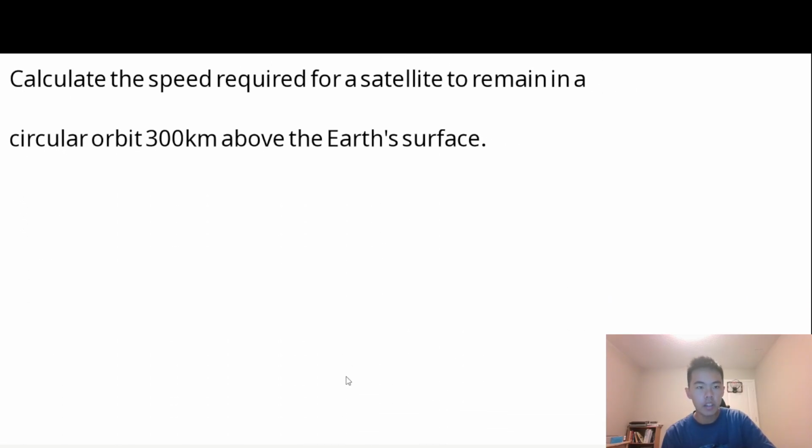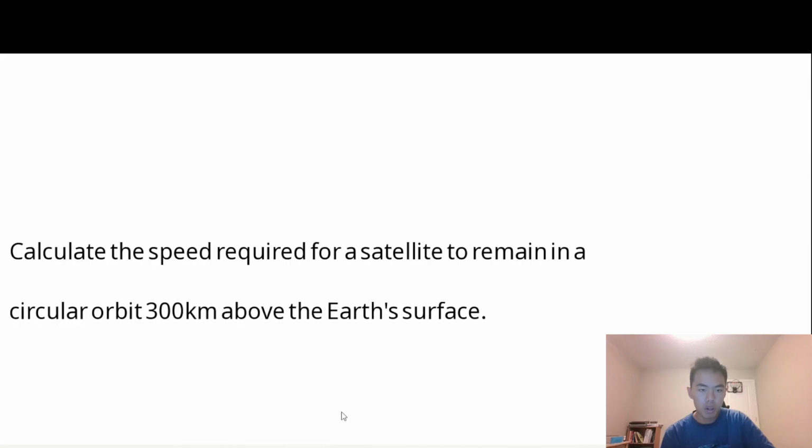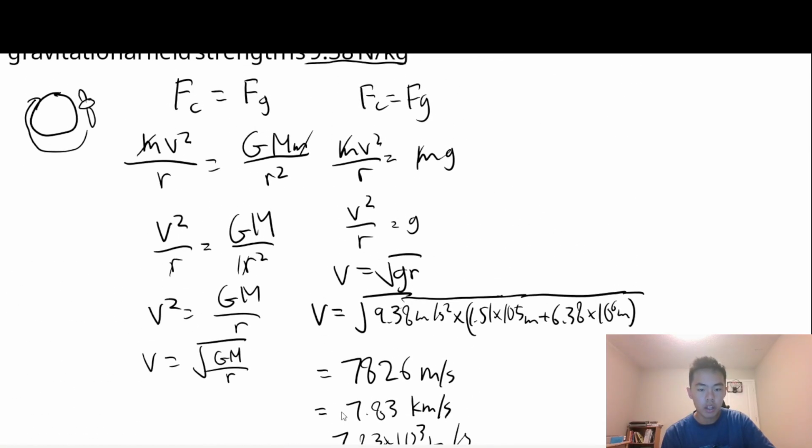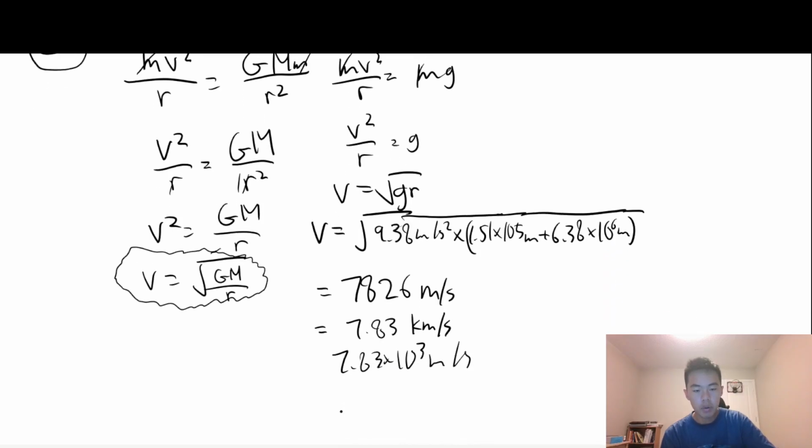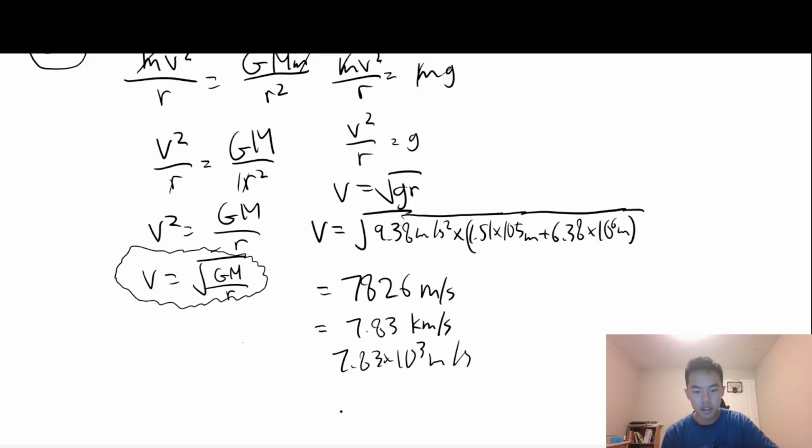Last question, finally. Calculate the speed required for a satellite to remain in a circular orbit 300 kilometers above the Earth's surface. So, what was wrong with the equation I did earlier? This one. Well, we were already given the gravitational thing, right? Here we're still trying to solve for it. So this is our gravitational field strength, remember? Because acceleration equals GM over r. So this is really just v equals square root of GM over r.